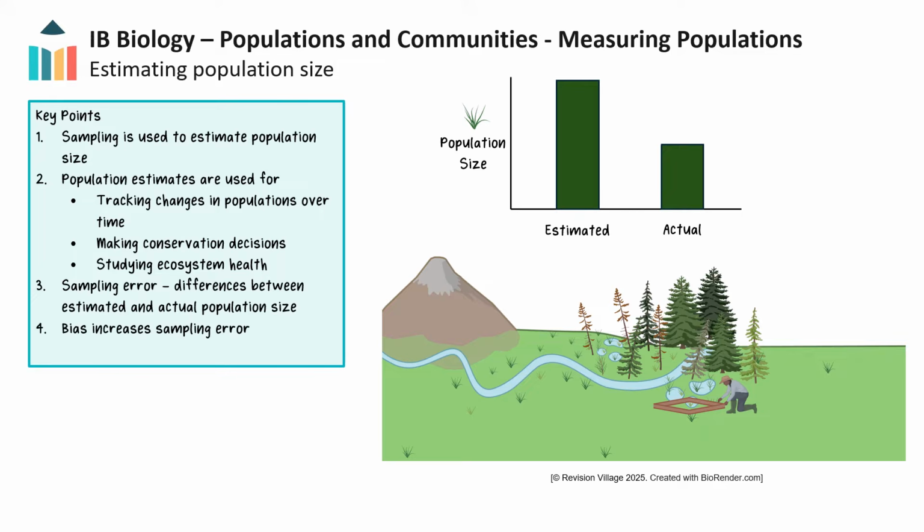Bias in how populations are sampled, for example, only sampling near a water source, can increase the sampling error. The key to reducing bias is random or methodical sampling, which ensures each part of the habitat has an equal chance of being sampled.